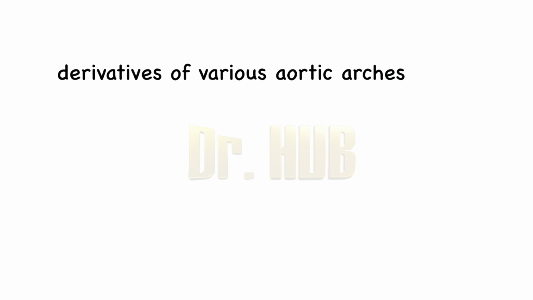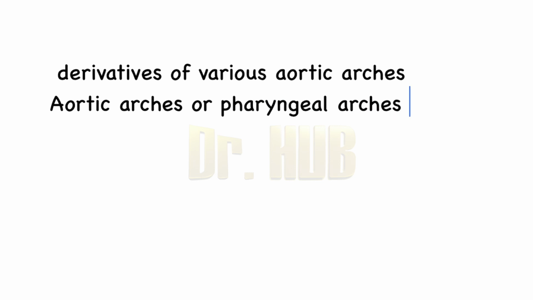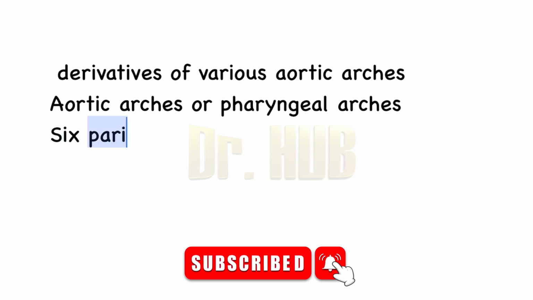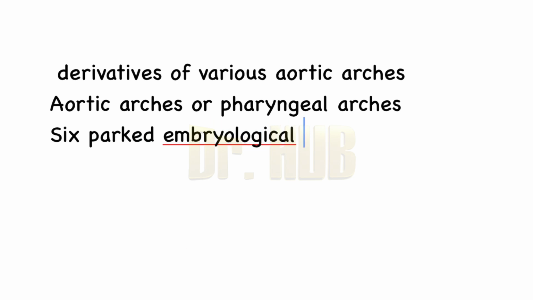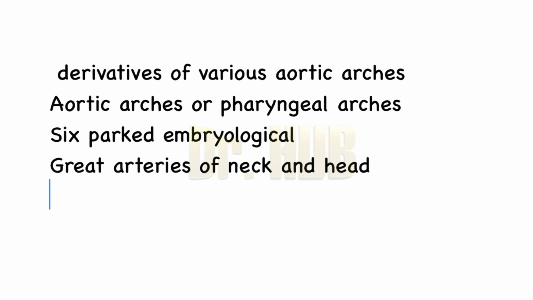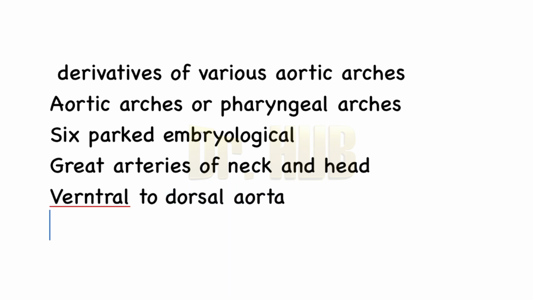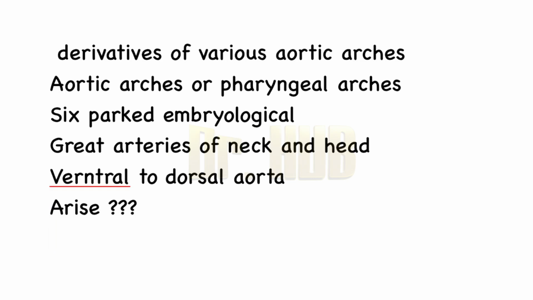Now we look at the derivatives of the various aortic arches. The first one is the aortic arches, or the pharyngeal arches. They are a series of 6 paired embryological structures, which give rise to the great arteries of the neck and the head. They are ventral to the dorsal aorta, and arise from the aortic sac.